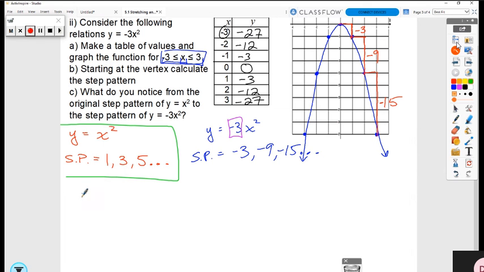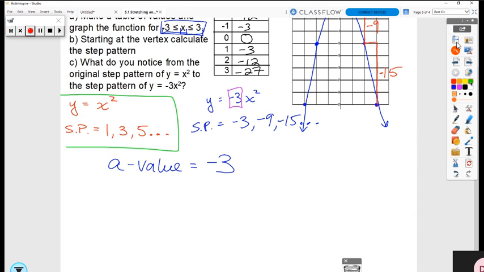To calculate a step pattern, when I talk about our parabola, this y equals negative 3x squared, we got to look at our A value. So our A value is, in this case, negative 3. That's our A value. Then we're going to take our original quadratic step pattern, which we know is 1, 3, 5, but I'm going to write it a little bit differently. I'm going to write it like this.